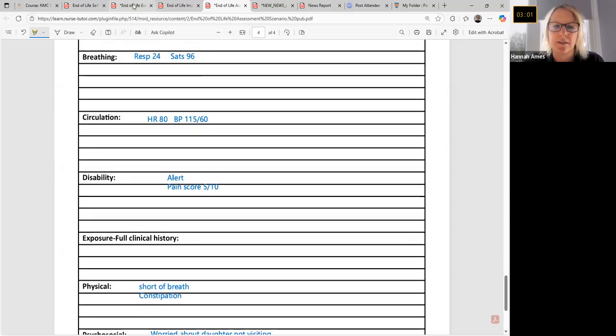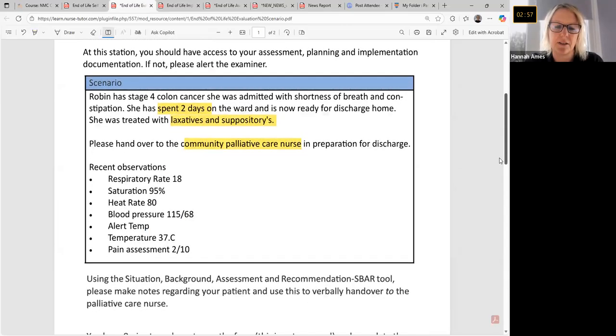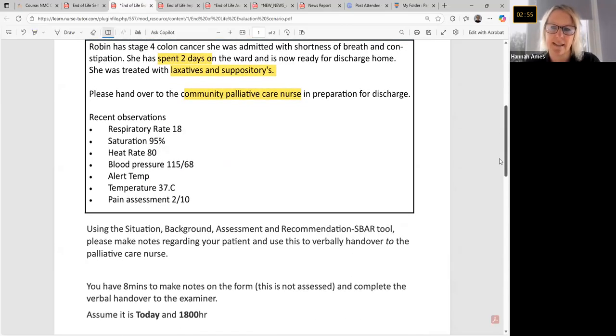So she's had 2 days in hospital and she's been treated with laxatives and suppositories, had her bowels open, and her current observations are: respiratory rate is 18, which is reduced, saturations are 95%, down very slightly but still within normal, heart rate is 80, which is the same, blood pressure is the same, 115/68. She's alert and her temperature is 37 degrees, and her pain is down to 2 out of 10.